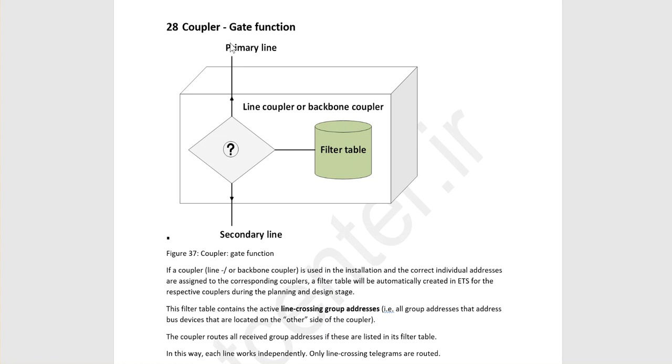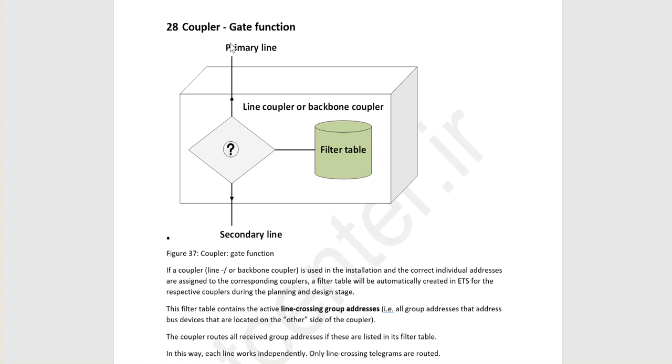Remember that in the previous chapter I mentioned that when some bus device wants to send a packet of data or telegram, all of the bus devices are listening. So it makes the bus busy. And if at the same time lots of devices want to send, it may cause a problem for the system. So we should avoid this problem by using the filter table. The filter table is provided by line coupler, backbone coupler, and IP router.